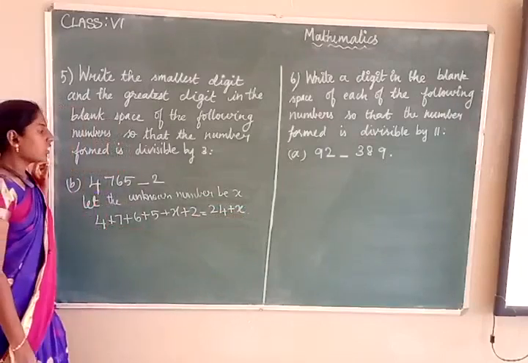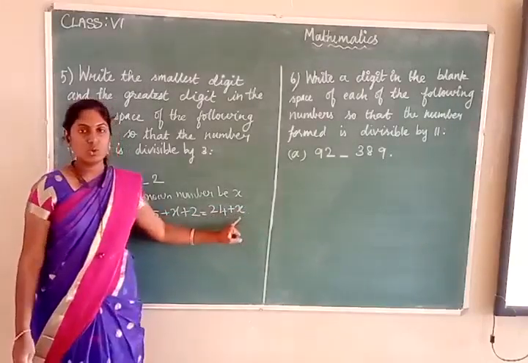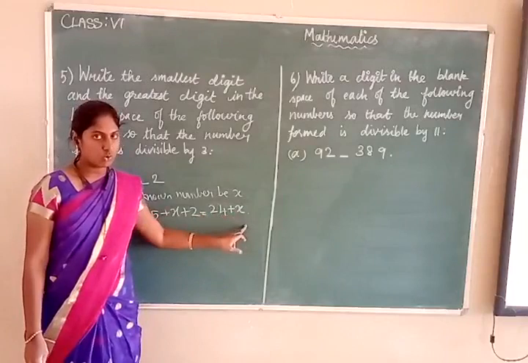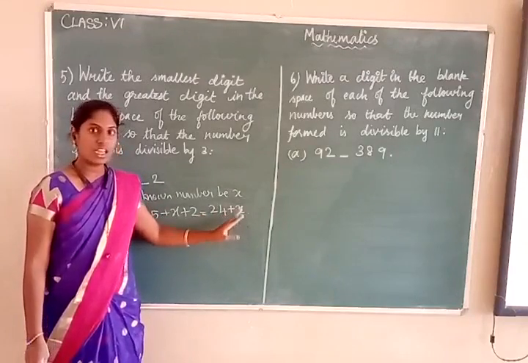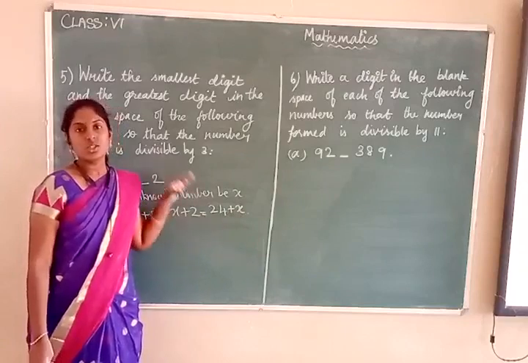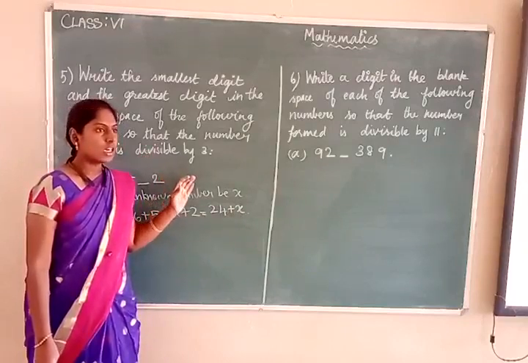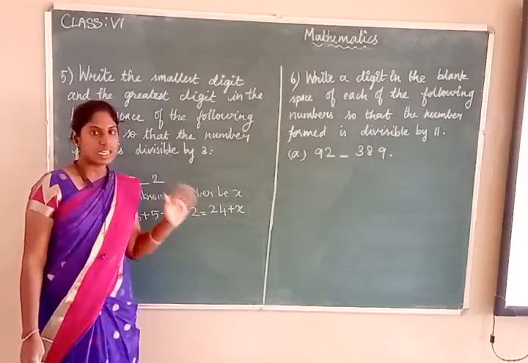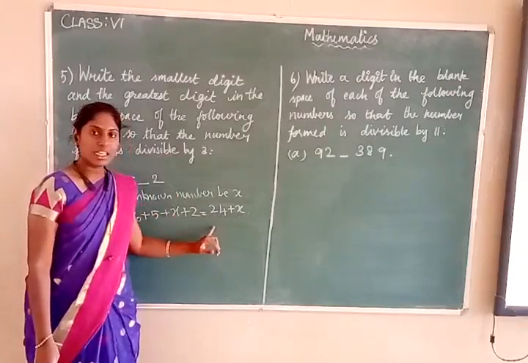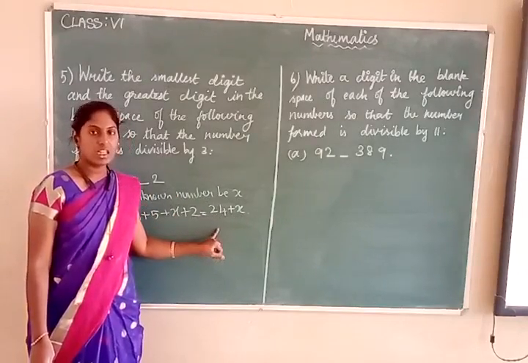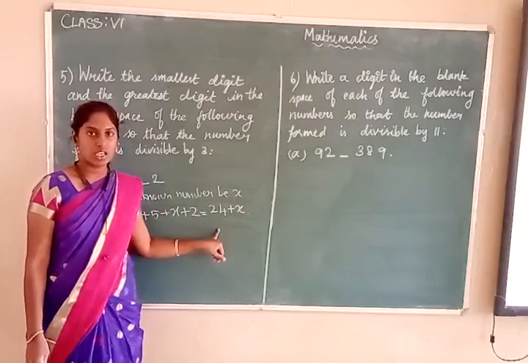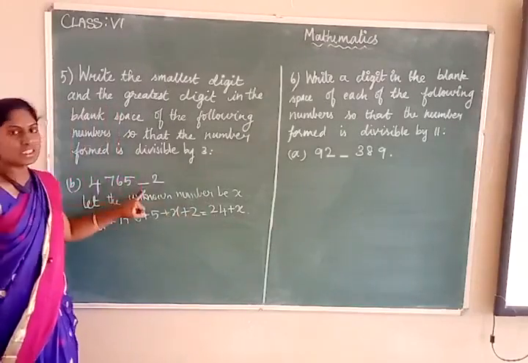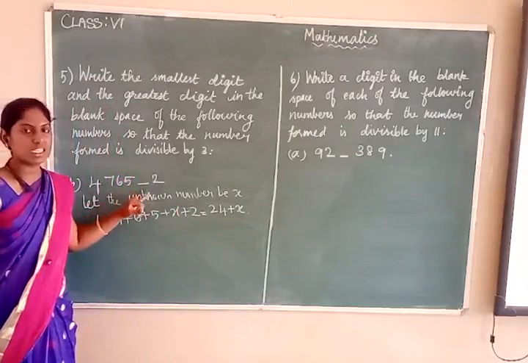So what value if I give to x, this sum is divisible by 3? If I give 0, what will be the answer? 24 plus 0 is 24 again, which is divisible by 3. Yes or no? So 0 is the smallest number. Then look at the greatest one digit number. It is 9. If I give 9 here, what will I get? 24 plus 9, it is 33. 33 is also divisible by 3. So the smallest digit that occupies this blank is 0 and the greatest digit is 9.